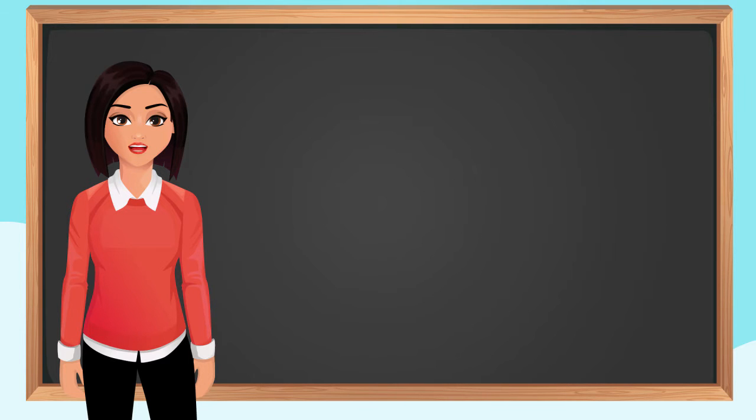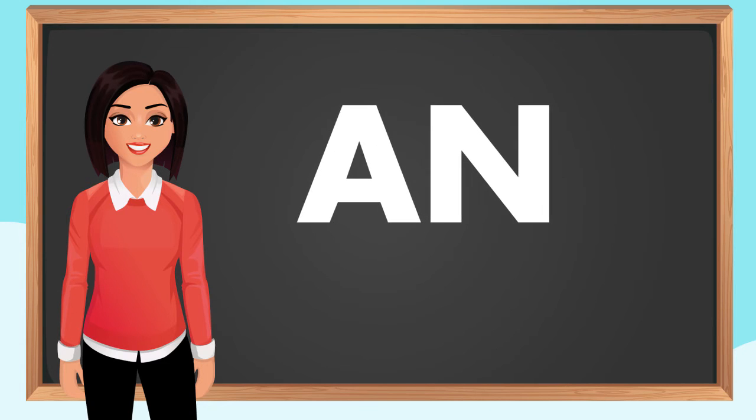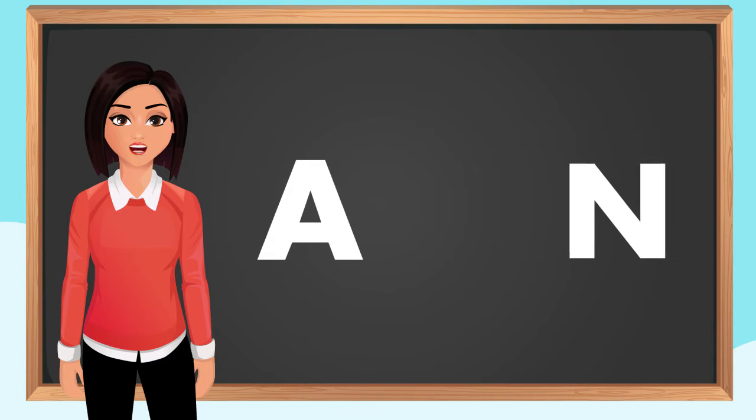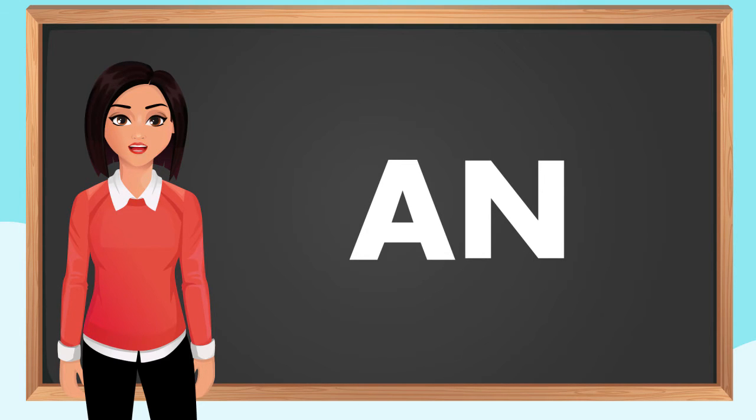In this lesson, we will learn about the "an" word family, and come on, let's get started. Now that we know what sound each letter makes, we can start combining the letters to make words. When we combine the letter A with the letter N, it makes an "an" sound. Let's sound out some words that end with "an."